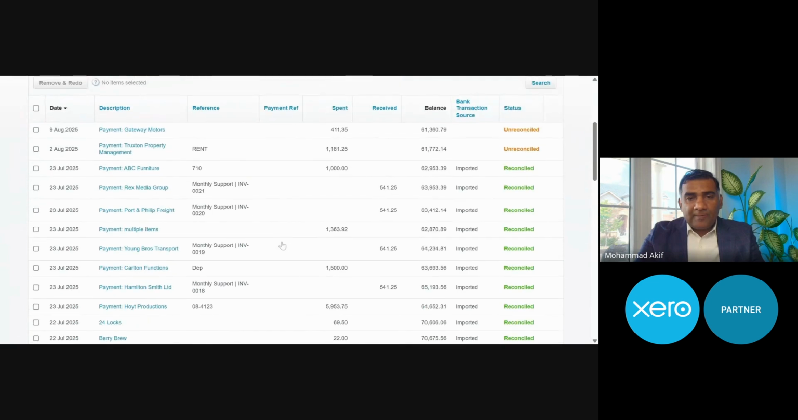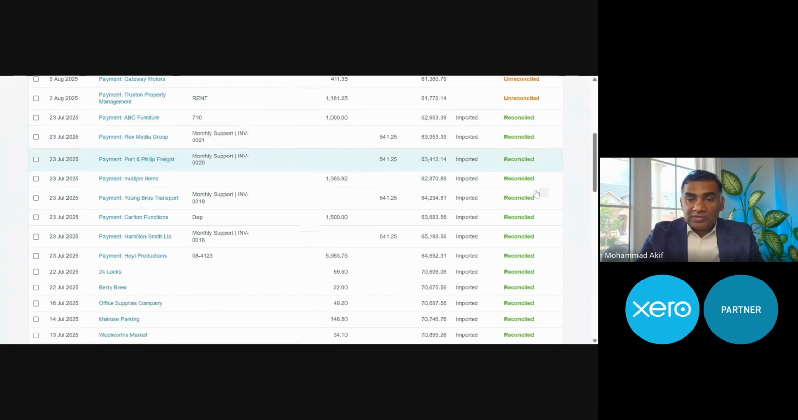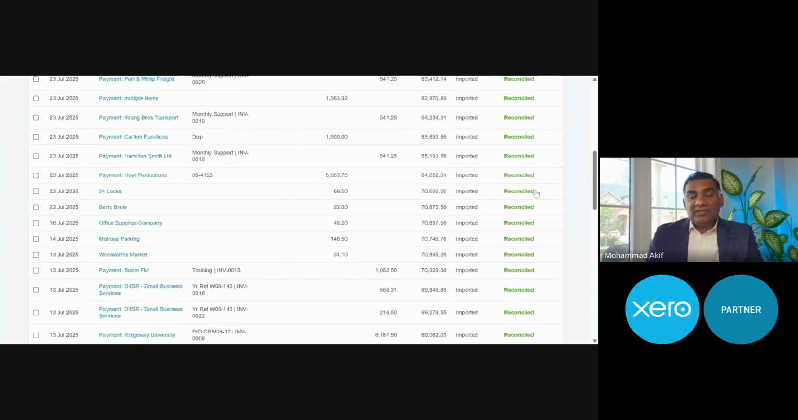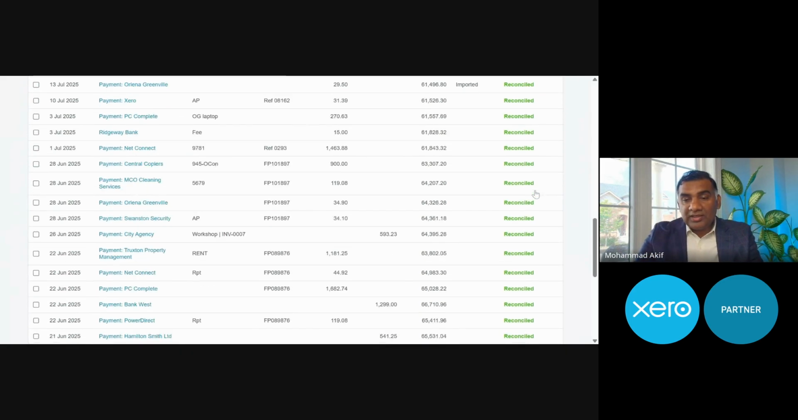You can see, on the right hand side, it says status. It says unreconciled. That means these transactions have come in, but not in Xero. Xero hasn't matched it with the bank. The reconciled ones show that they are in the bank. They're also in Xero. So these are important things that we are looking at.